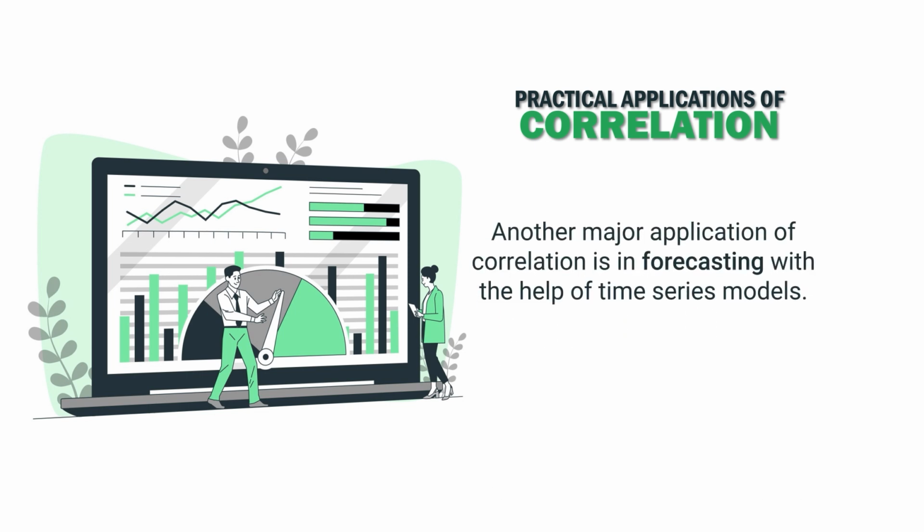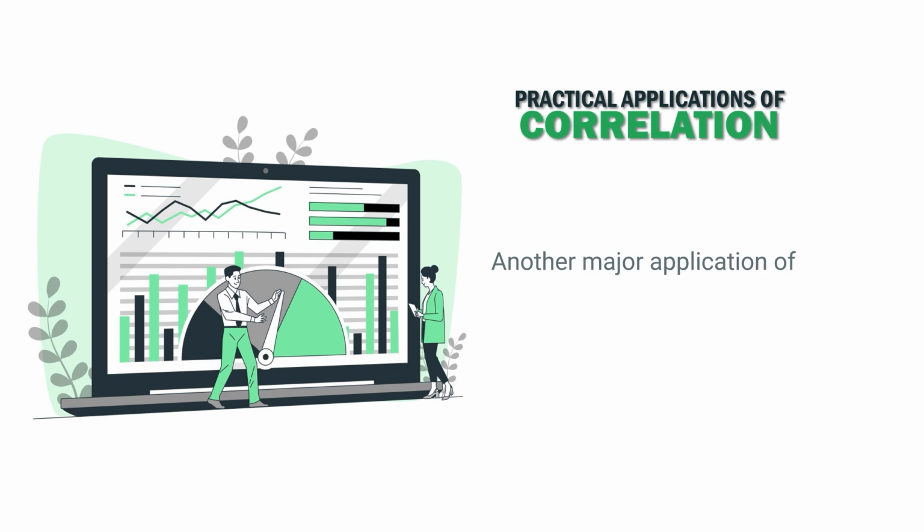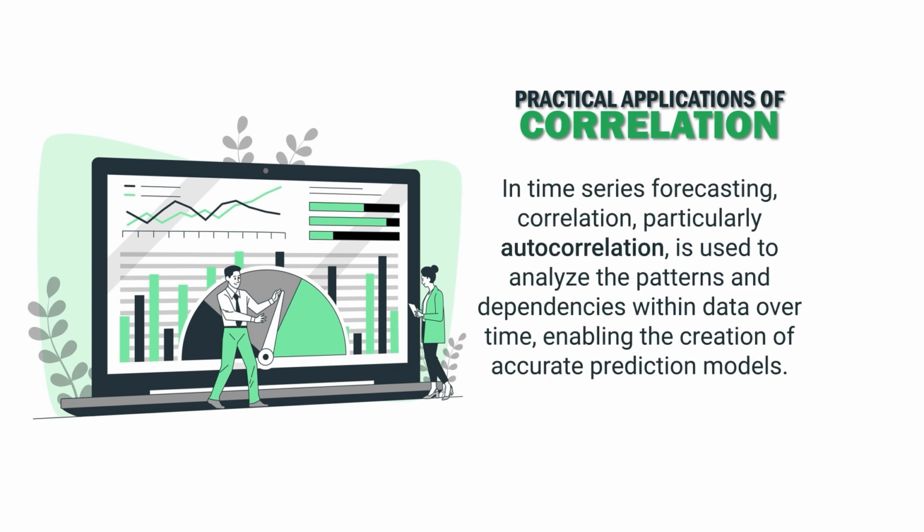Another major application of correlation is in forecasting with the help of time series models. In time series forecasting, correlation, particularly autocorrelation, is used to analyze the patterns and dependencies within data over time, enabling the creation of accurate prediction models.